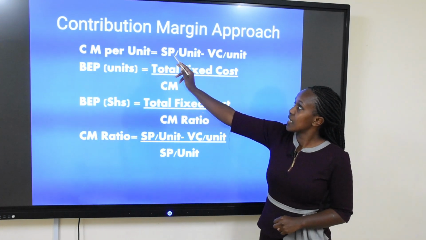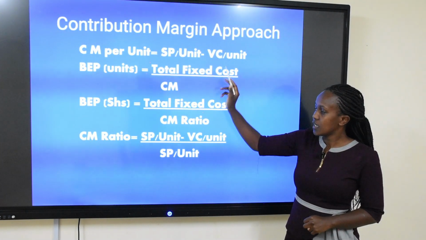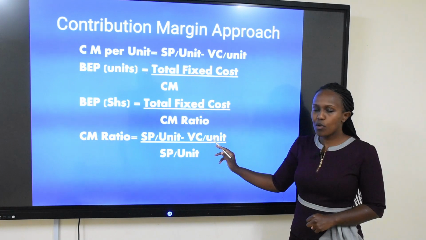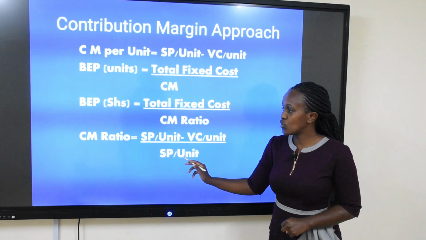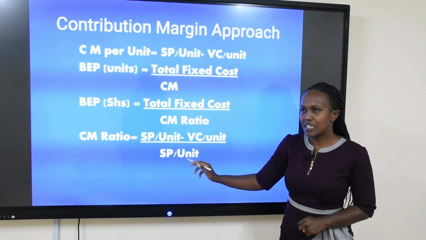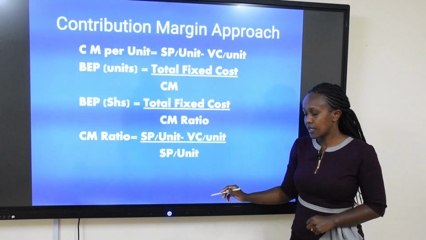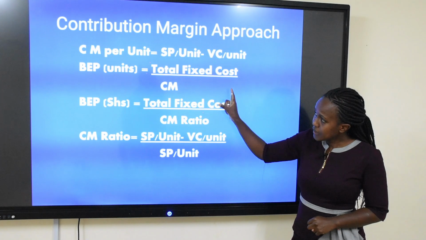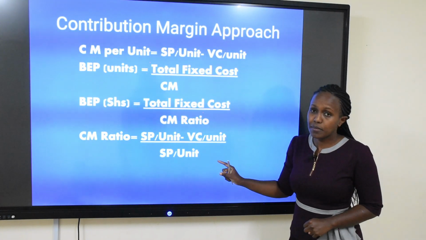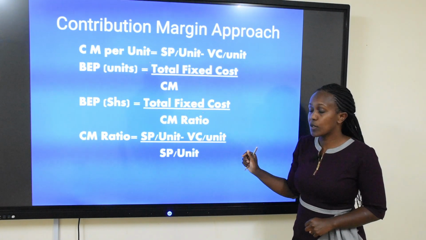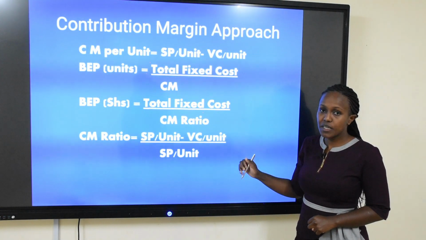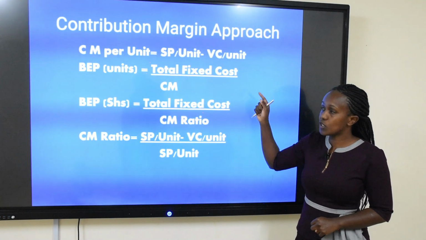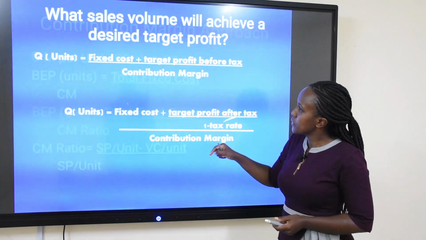So as we had here, selling price minus variable cost, here it is selling price minus variable cost, but over selling price per unit. So introduce a denominator. So these two formulas, in the mathematical approach, as we are going to see in our question, can be used to get the break-even point, which we are calling the contribution margin approach.